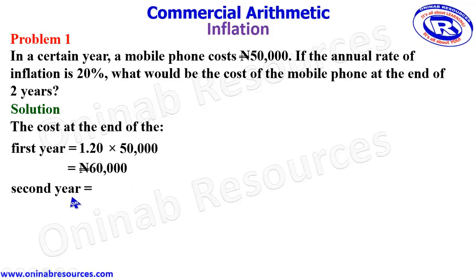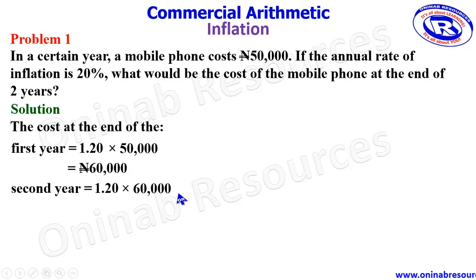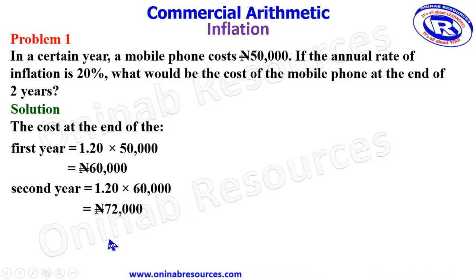Then at the end of the second year, it is still going to be 120% of the price at the end of the first year. So that we now have it as 1.20 multiplied by 60,000. Simplifying this with our calculator, we have the price at the end of the second year to be 72,000 naira. And that's all for the first method.